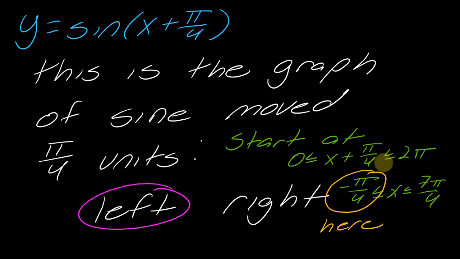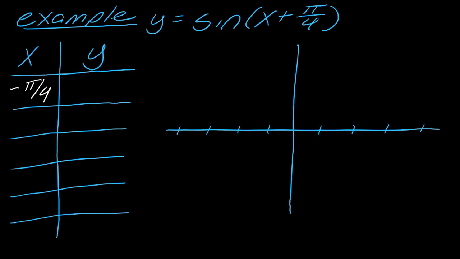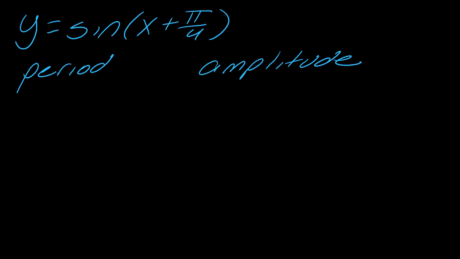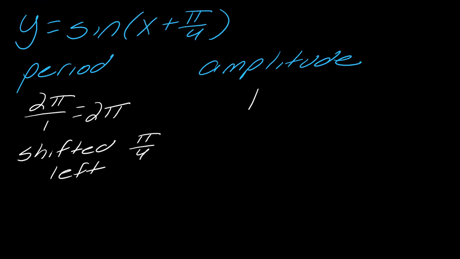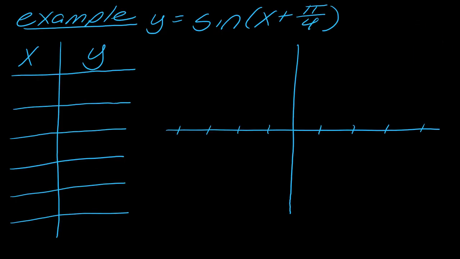You could just use the steps, but I'm trying to help you build a little bit of intuition so that you're not just feeling around in the dark doing a bunch of random steps that don't make sense. So the starting point has to do with how far this graph moved to the left. Okay, so we know the starting point is negative pi over 4. And then if I want to identify my period and my amplitude, my period is just going to be 2 pi, right? Because there's nothing in front of the x. And then the amplitude is just 1. Okay, so since this graph was shifted left pi over 4, we're going to walk through the example sine of x plus pi over 4.